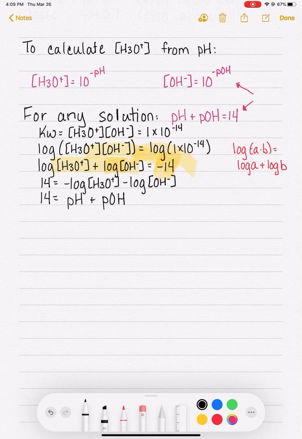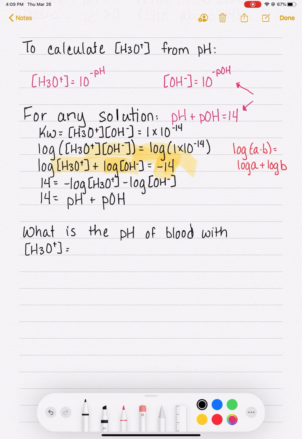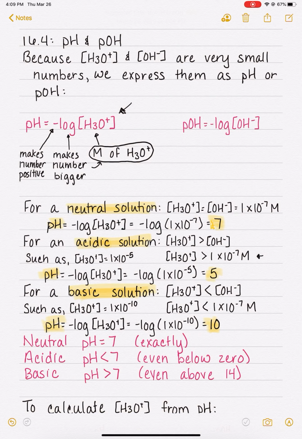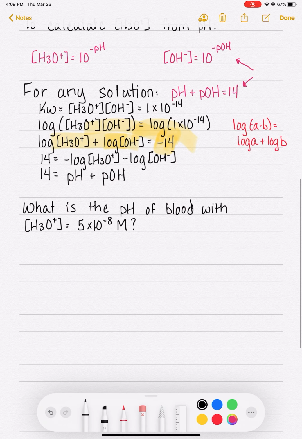Let's try a couple of calculations. What is the pH of blood with an H3O plus concentration of 5 times 10 to the minus 8 molar? This is a really simple calculation. To solve this problem, we're just going to use our pH equation.